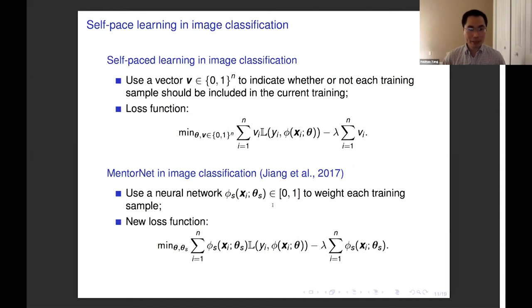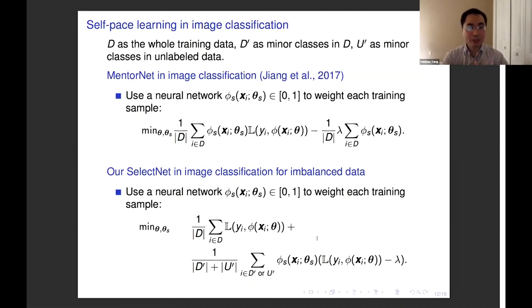When the meta net takes the value 1, it means that we want to include the training example in the loss function. When the meta net takes the value 0, then it means that we don't want to take this example in the training. So essentially we replace the vector v with a neural network.